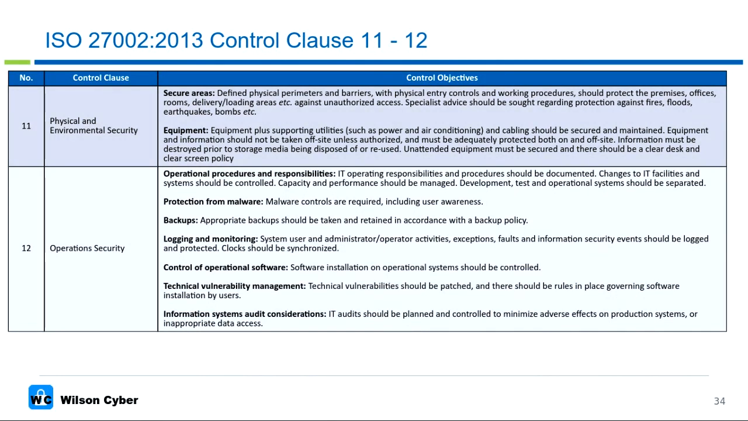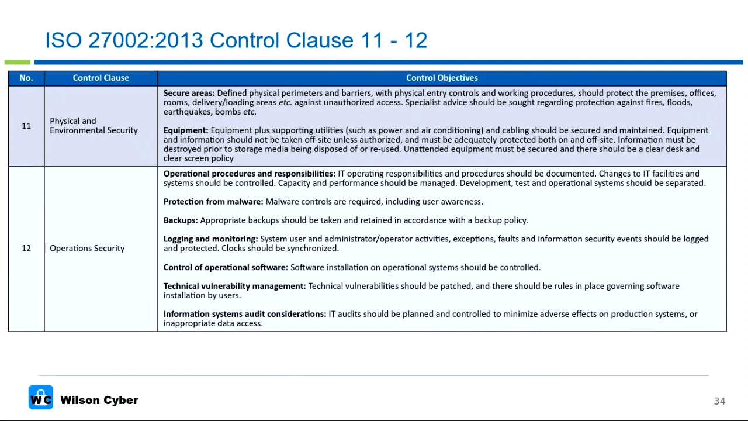Under Operations Security Control Clause, we have 7 control objectives. Operational procedures and responsibility. IT operational responsibilities and procedures should be documented. Changes to IT facilities and systems should be controlled. Capacity and performance should be managed. Development, test, and operational systems should be separated.